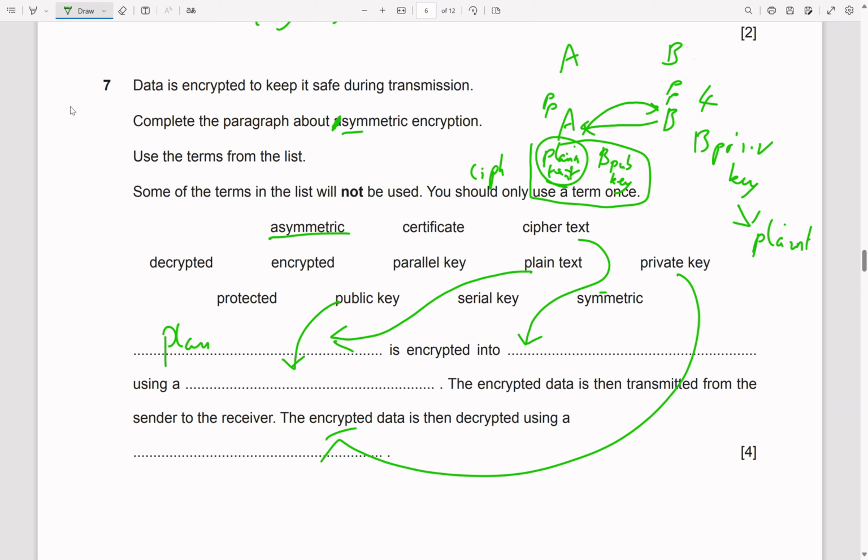Whereas if we have symmetric, we only need 1 key because they're both using the same, let's say, private key.